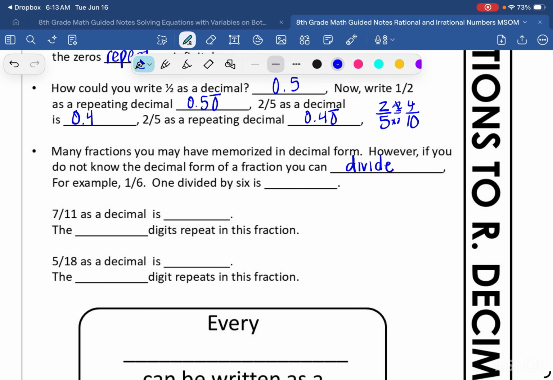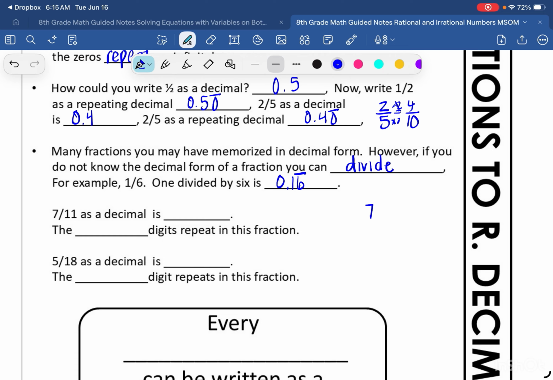For example, 1/6 is 1 divided by 6. If you don't know what 1 divided by 6 is, you can just work it out. 6 goes into 1 0 times. 6 goes into 10 once. Multiply that through. Minus that, you get 4. Bring down a 0. 6 goes into 40 6 times, and then it repeats. 40 minus 36 is 4, and you can see that this pattern is going to go on forever. So 0.16 repeated.